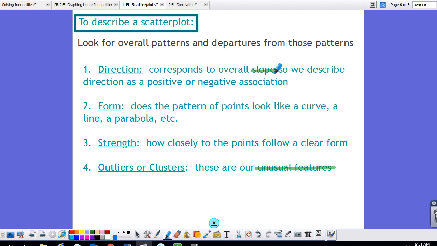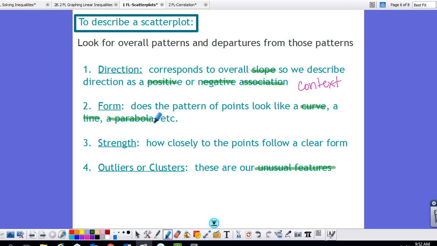Are they both going in the same direction? Do they have a positive relationship, or do they have a negative relationship? And make sure also you include context. For form, you're really just looking to see, do I have something that looks like a curve? Is it a line? Is it a parabola? What's going on with my data set? For strength, you're looking for, based on the form you think it is, how closely do the points line up and follow that form?